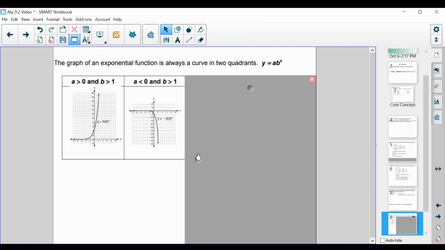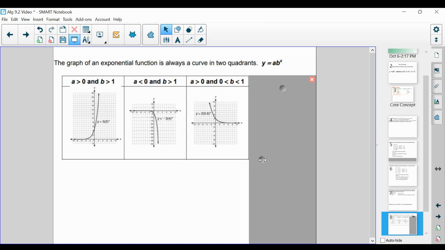If our a value is negative, if it's less than 0, but our b value is still bigger than 1, meaning we're getting bigger and bigger, well, we're getting bigger towards the negative values. So we're going to be in quadrants 3 and 4.